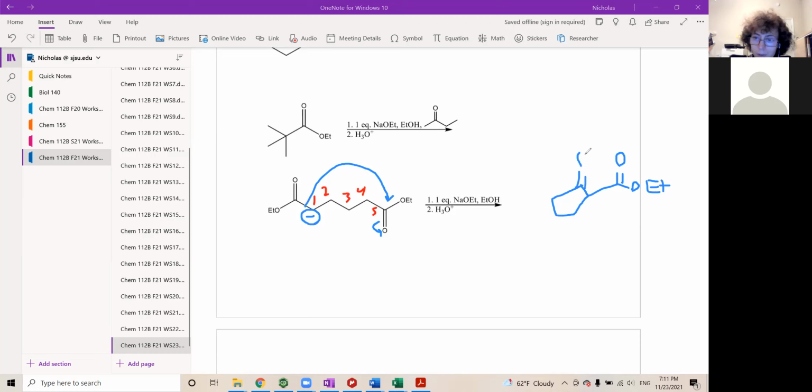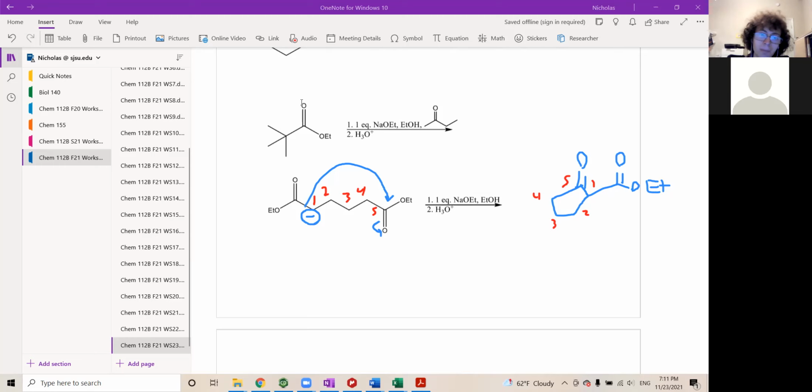And ketone here, and I'll number that. That's 1, 2, 3, 4, 5. So this is an intramolecular Claisen reaction because you have two esters in the same molecule, and you have Claisen conditions. So that's a Claisen reaction.